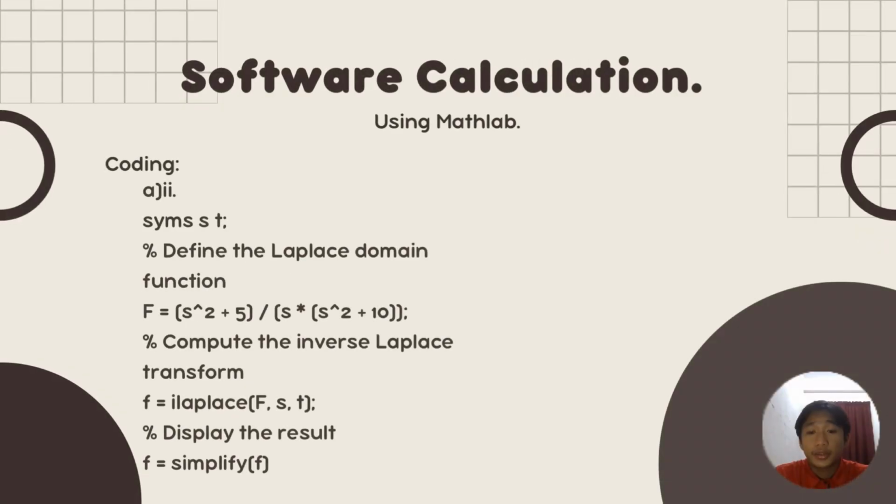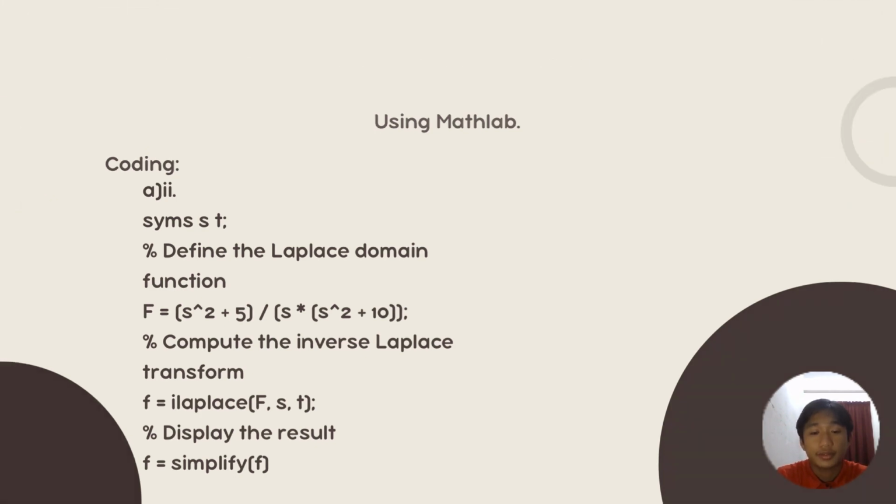Okay, next for the coding A2. Firstly, we use the syms command to define the Laplace domain, and we already get the F, which is s power of 2 plus 5 over s multiplied by (s power of 2 plus 10). And we compute the inverse Laplace transform by using the ilaplace function that is in MATLAB, and we put the display to get the result.